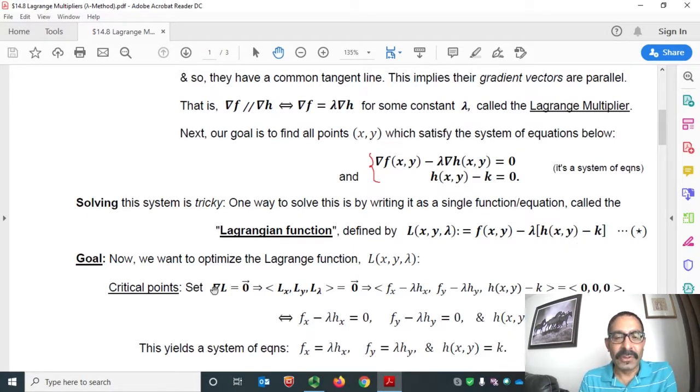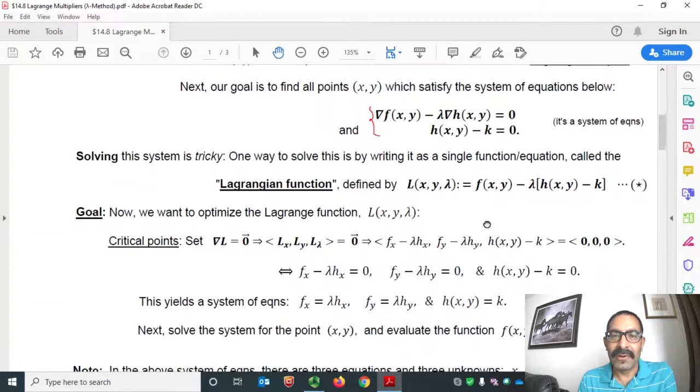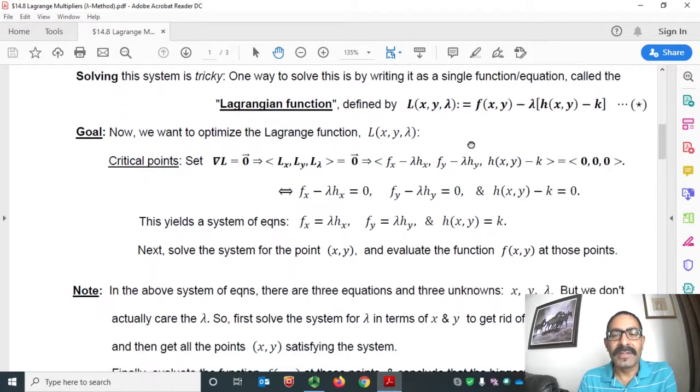So now our goal is to optimize this Lagrangian function. Our idea is to first find the critical points. To find the critical points, take the partial derivative of L with respect to x, with respect to y, and with respect to lambda, and set them equal to 0. Find the values of x, y, and lambda. But in this method, we don't care about the value of lambda. Then using lambda's value, we find the values of x and y, and we evaluate the function at x and y.